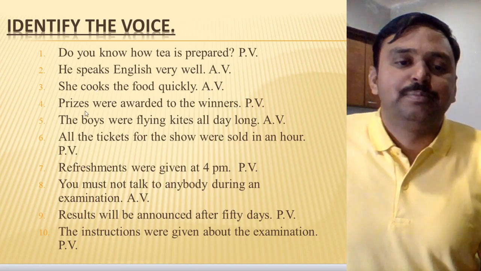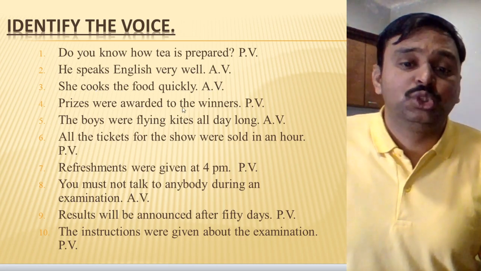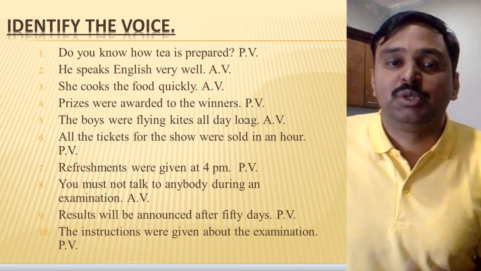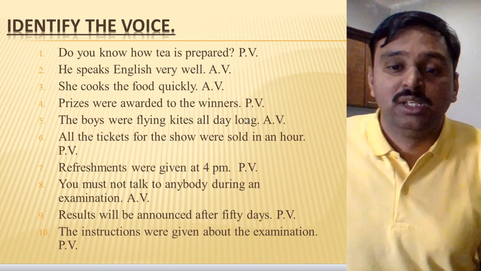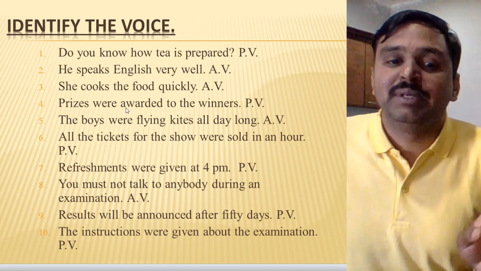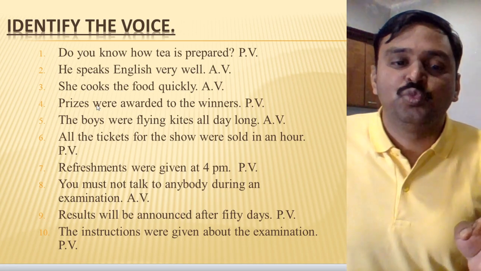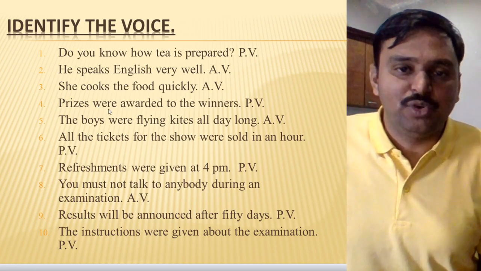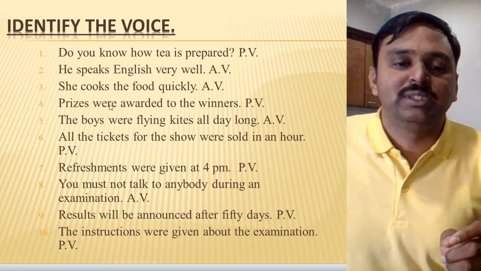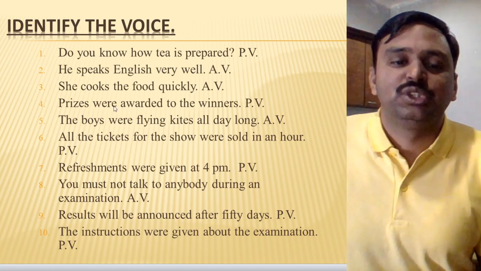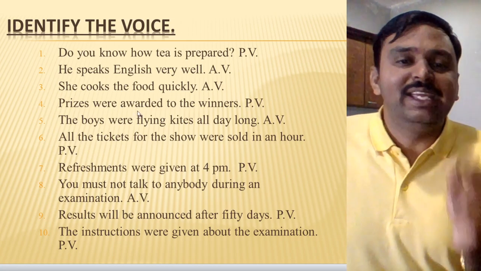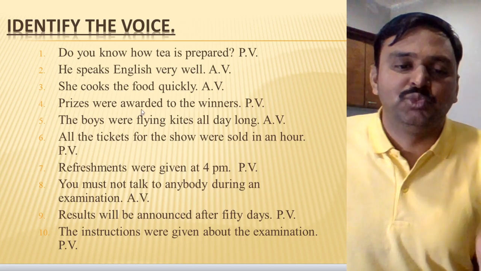Number 4, prizes were awarded to the winners. Prizes were awarded to the winners, but who has awarded them? Not known. For that purpose, it is an example of passive voice. The subject is not mentioned, first thing, and the second thing is were awarded. To be form plus V3 form is clearly mentioned, and for that purpose it is an example of passive voice. Practice this very much. It's very easy to identify active and passive voice.